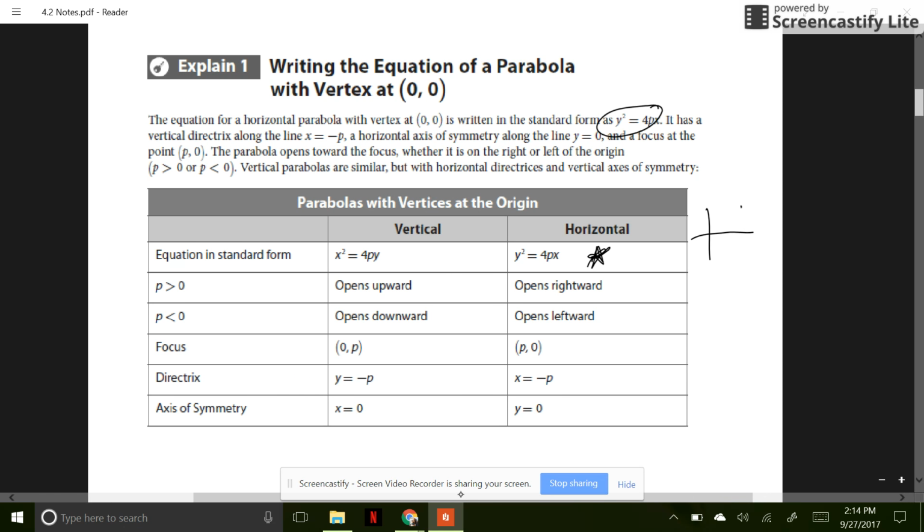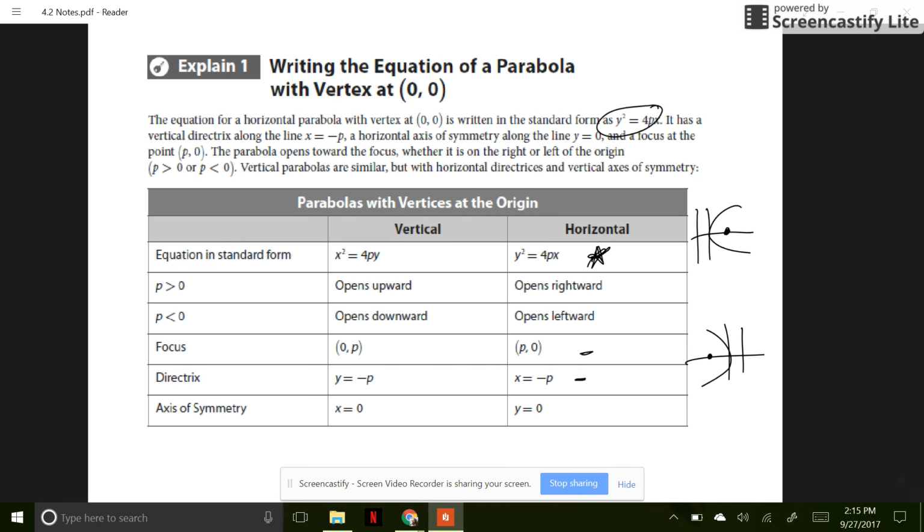So if it's opening to the right, it's looking something like this. If it's opening to the left, it's looking something like this. Your focus then is going to be at (p, 0). So if we're opening to the right, we're going to move to the right. If we're opening to the left, we move to the left to find your focus. The directrix then is going to be a vertical line at x equals negative p. So if we're at our vertex, we move negative p and put a vertical line there. Down at the bottom, we move it to the right and have a vertical line there. So then the axis of symmetry is along the line y equals 0.